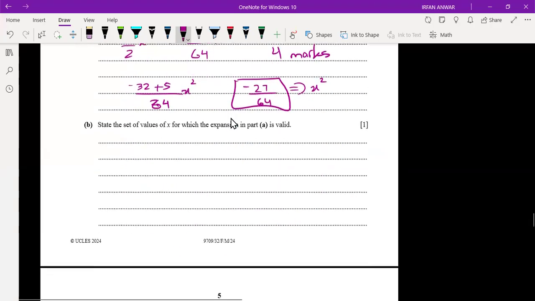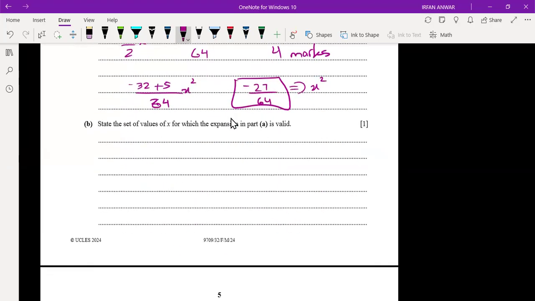Now, the second part says: state the set of values of x for which the expansion in part A is valid. So the expansion in part A, we found out that the square root of 4 minus x was actually 2 times 1 minus 1 upon 4 x raised to the power half. Now, for a binomial expansion to converge, if I denote this term by u, the modulus of u has to be less than 1.